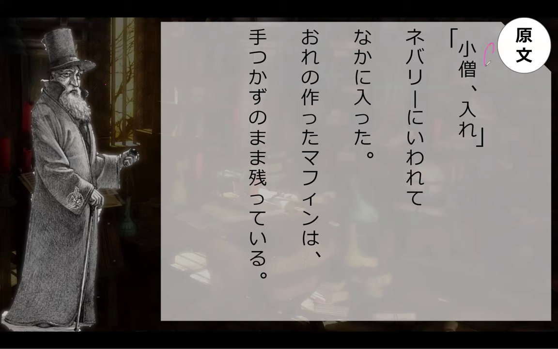Kozo, haire. Dareka ni iwarete. Naka ni ita. Ore no tsukutta muffin wa tetsukazu no mama nokotte iru. Nokotte iru. Boy, come in or enter.